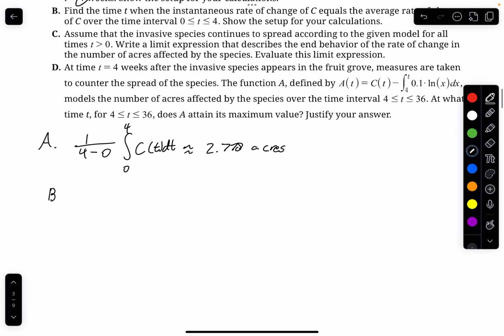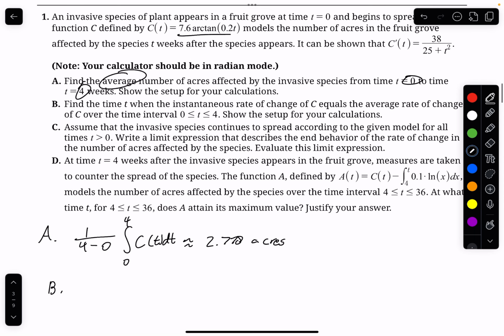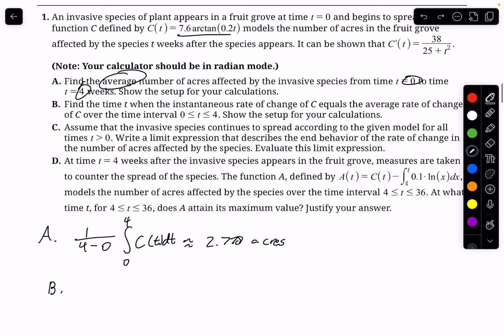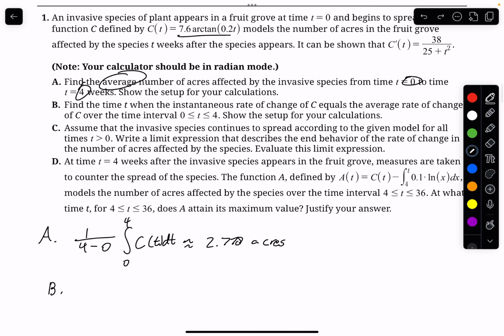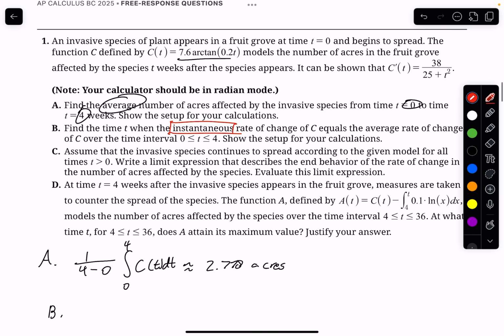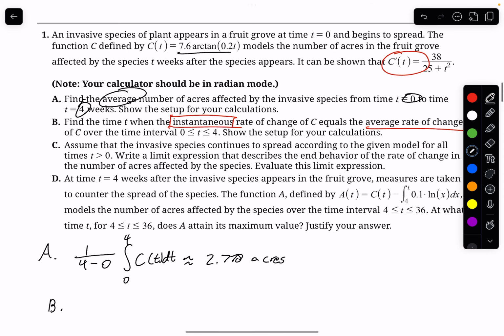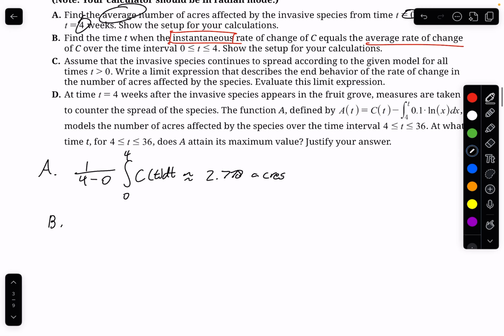Now, part B. Find the time t when the instantaneous rate of change of c equals the average rate of change of c over the time interval from 0 to 4. So, many keywords in this. One of them is instantaneous. Instantaneous just means derivative, because that's what the instantaneous rate of change is. Average rate of change is just your typical slope formula, y2 minus y1 over x2 minus x1. So let's set them equal to each other.